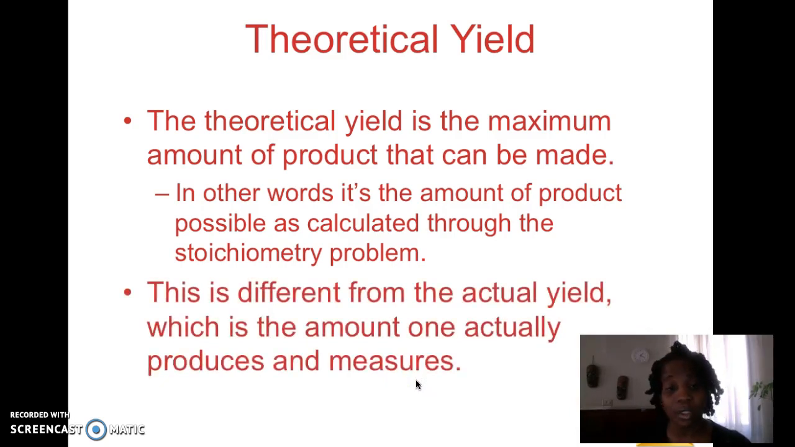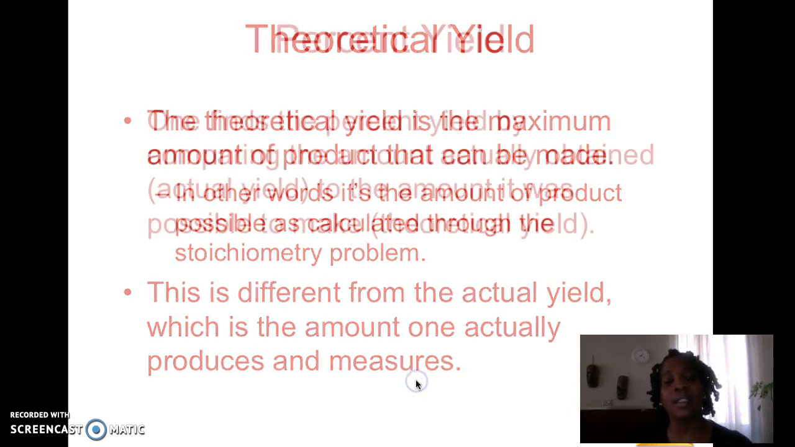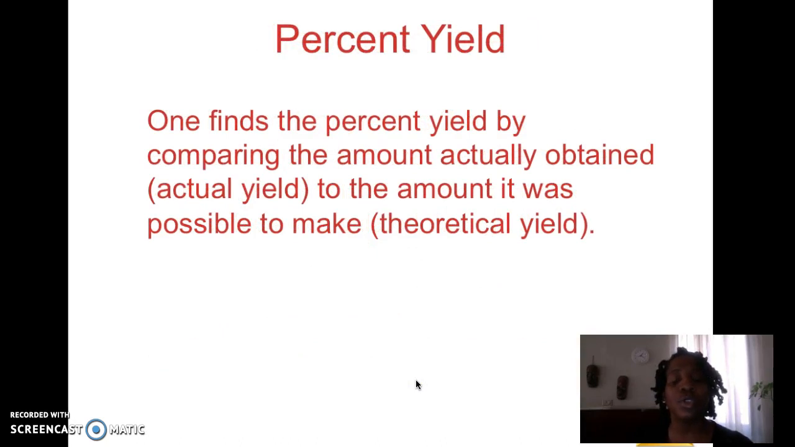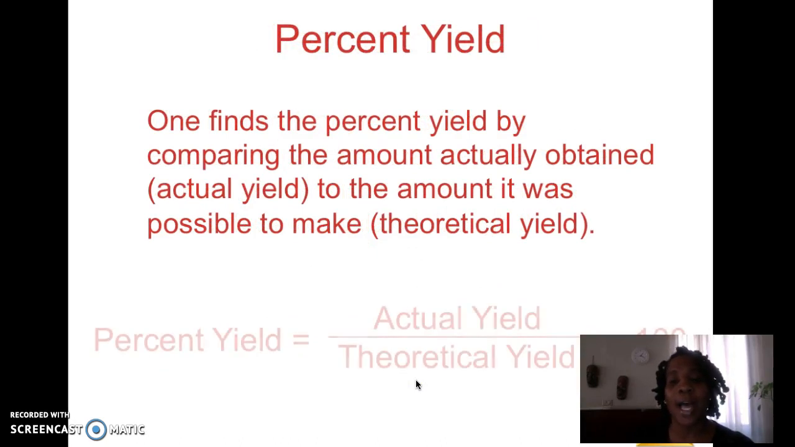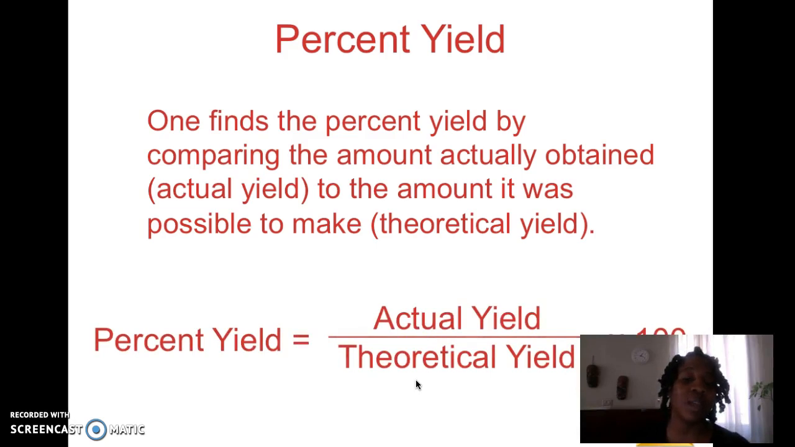The actual yield is the amount that you actually produce and measure when you conduct the reaction. So you can determine the percent yield by taking the actual yield, dividing it by the theoretical yield from the calculations, and then multiplying by 100.